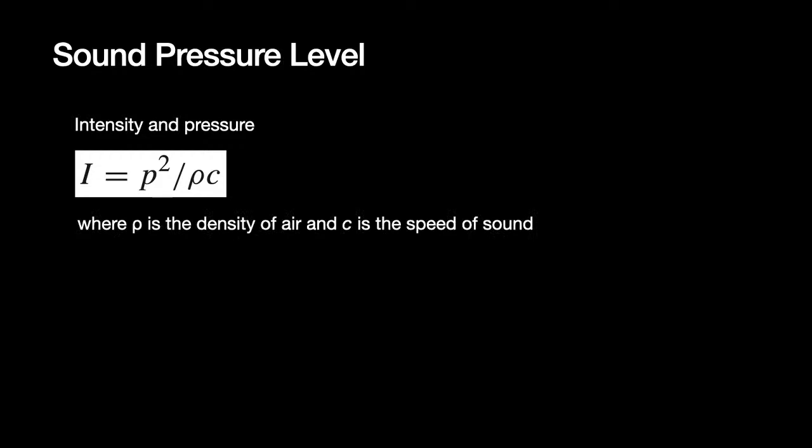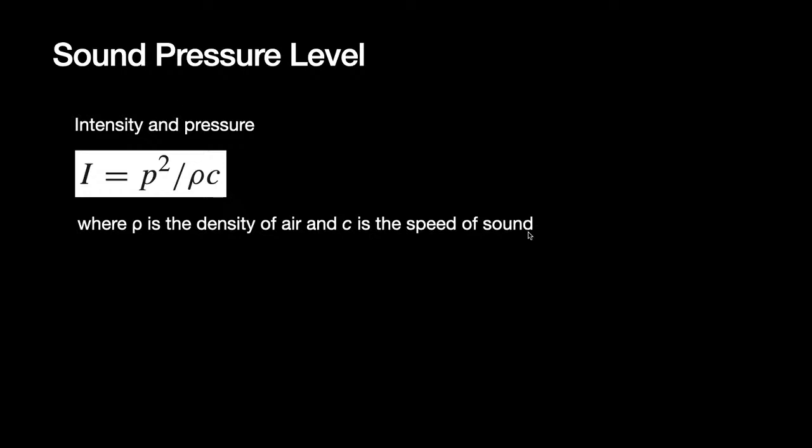Now remember, we started talking from power and power level. Then we came to intensity and intensity level. Now I'm talking about sound pressure and pressure level. Intensity and pressure are related by this equation. If you have pen and paper, you may even write it down. P is the pressure, I is the intensity, rho is the density of the medium, and C is the speed of sound in that medium.